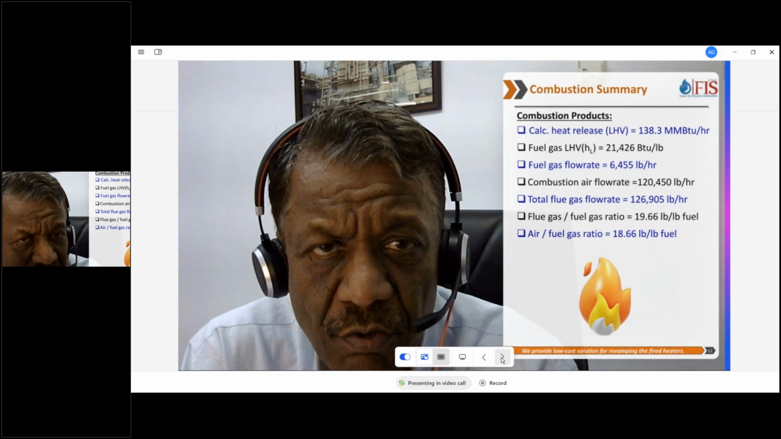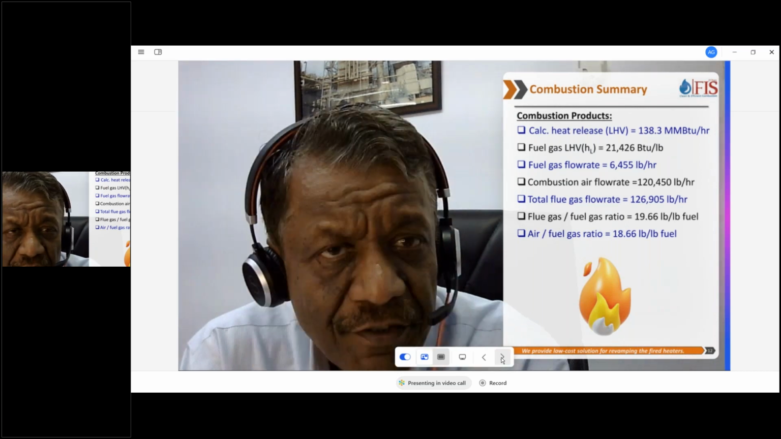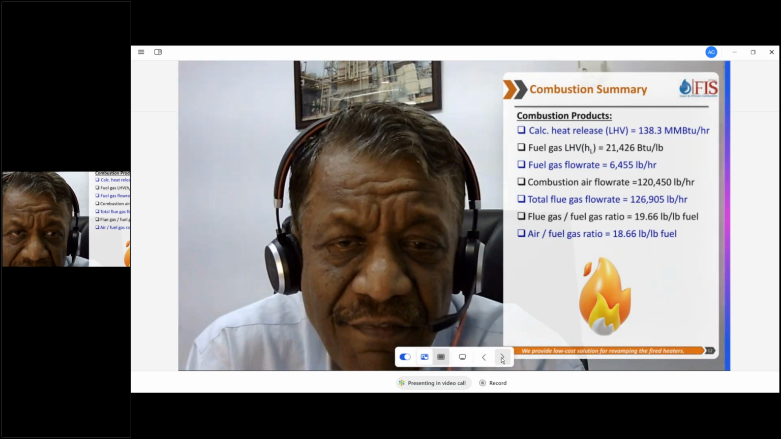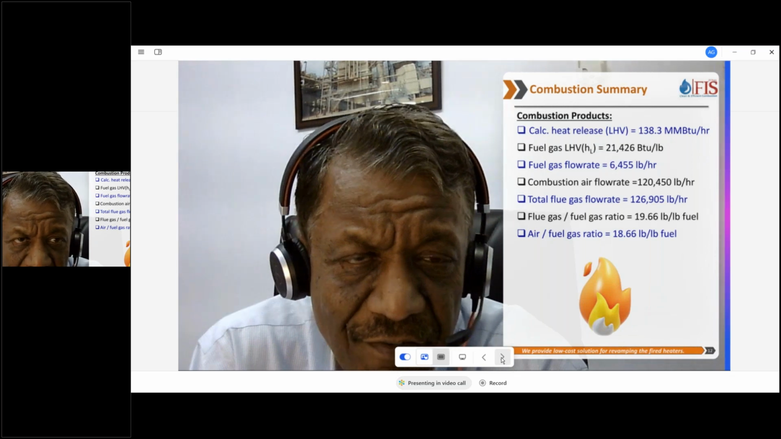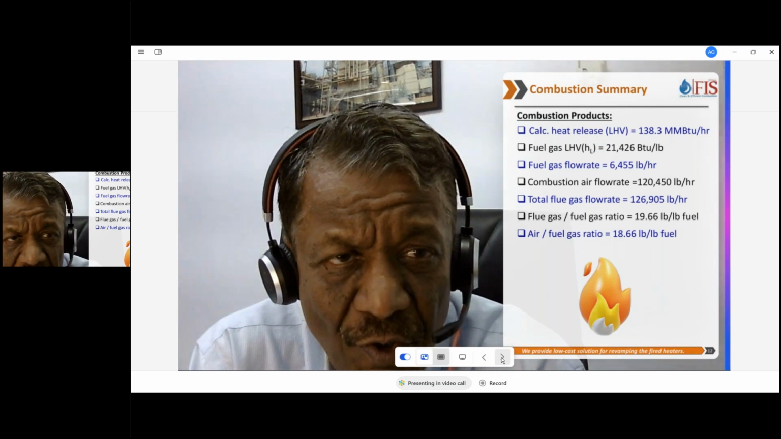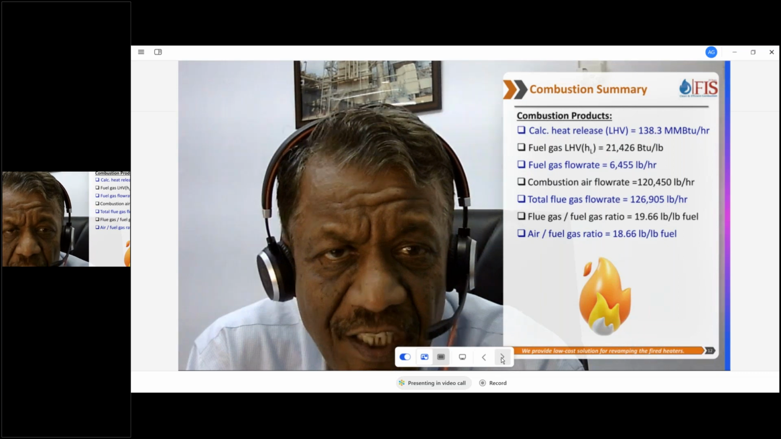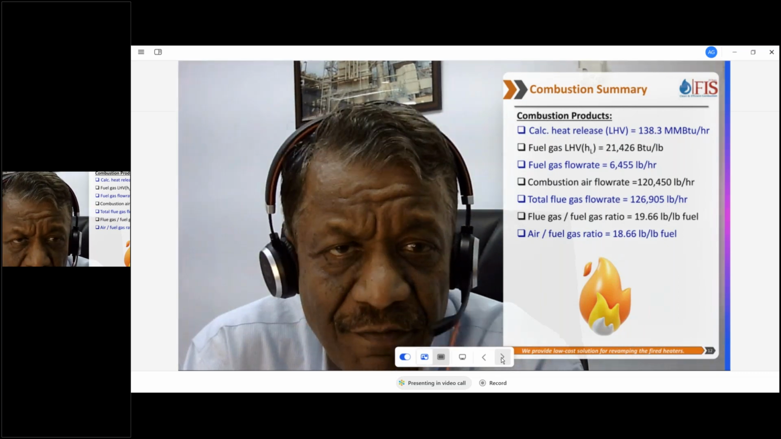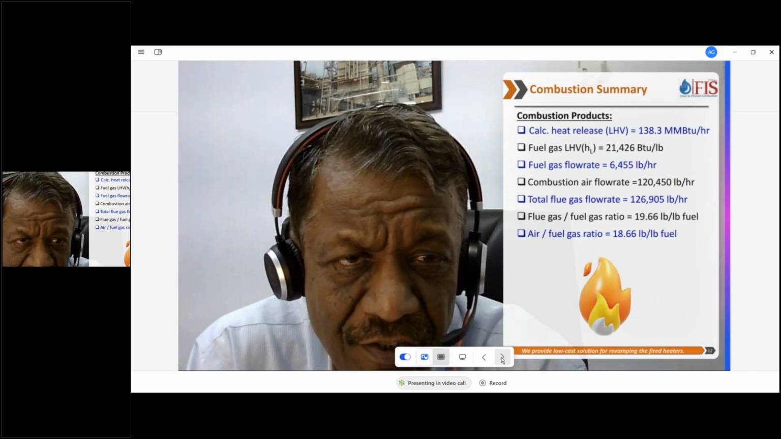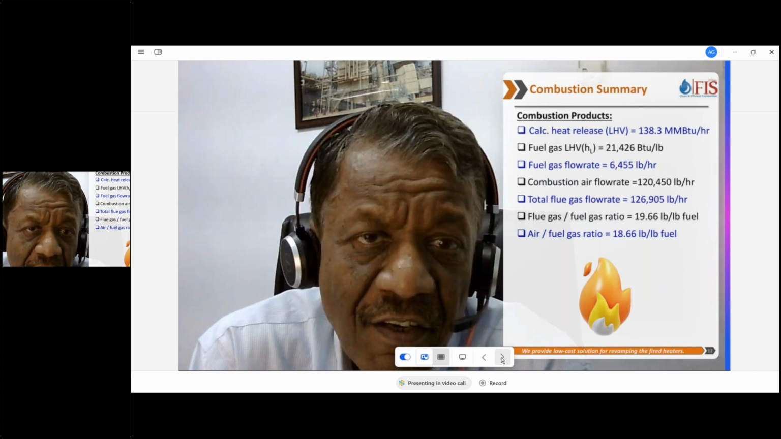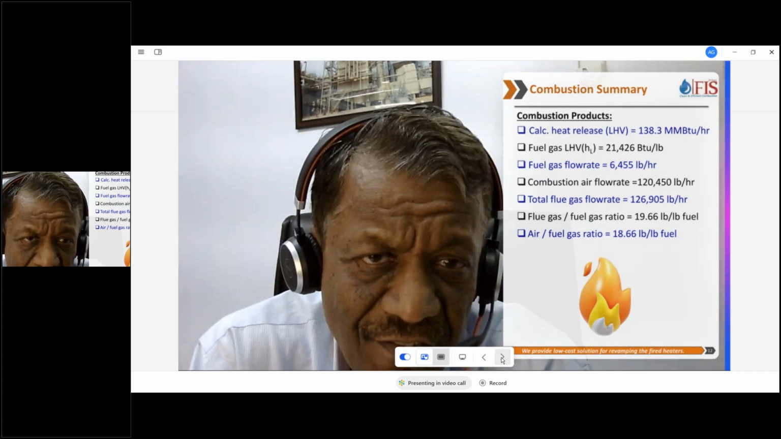So here my colleagues have done this combustion products. What will be the firing rate for this heater? We calculated 138.3 million BTUs. Then we calculated what will be the fuel gas flow rate, about 6,455 pounds an hour. We came up with combustion air flow rate, total flue gas flow rate.